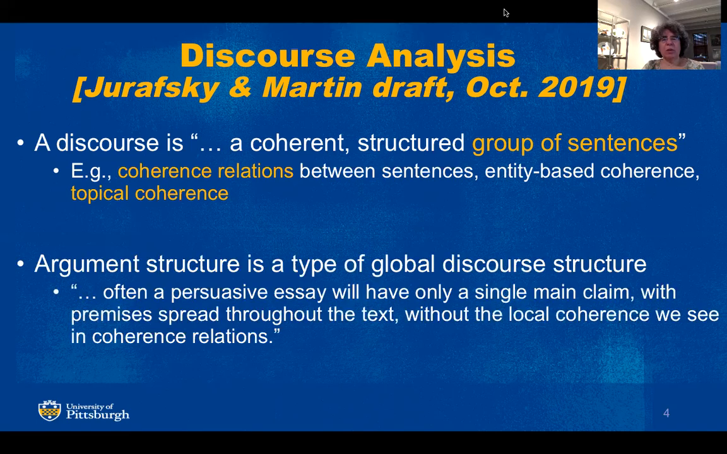So that's going to be the first approach, discourse for argument mining, building on these general theories of discourse. The discourse as argument mining approach is going to build on the perspective that argument structure is itself a specialized type of discourse structure, typically at a very global level.